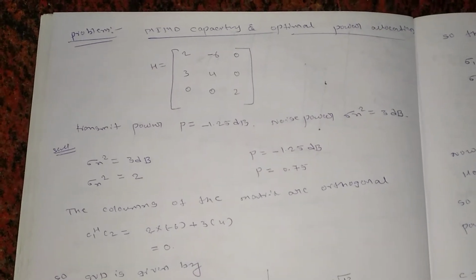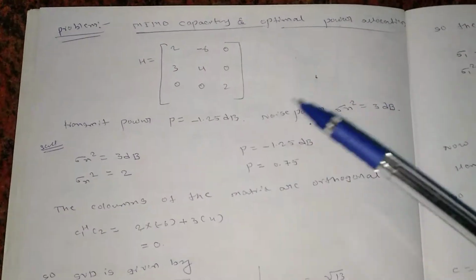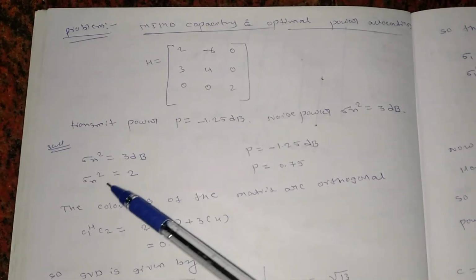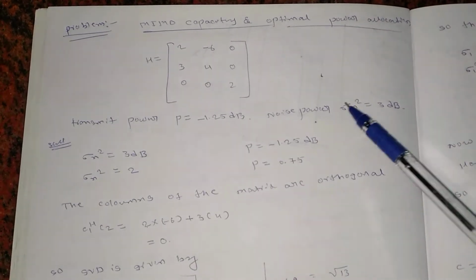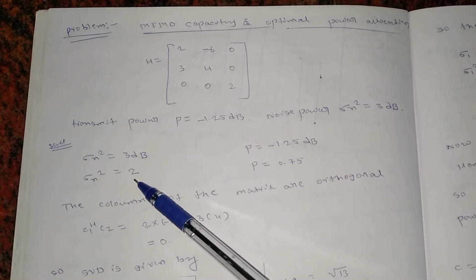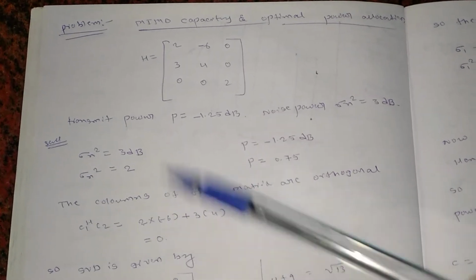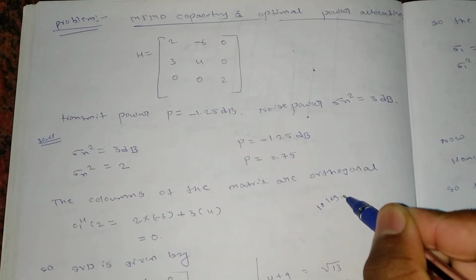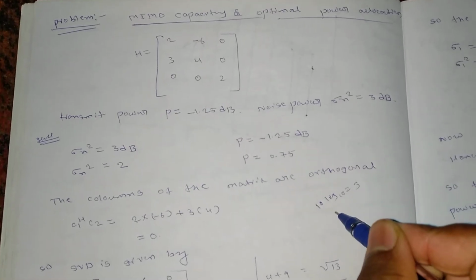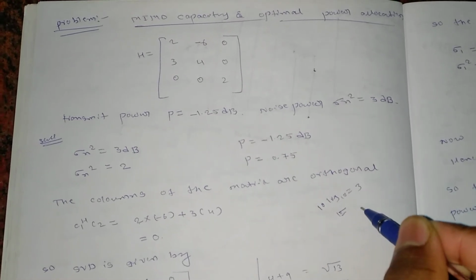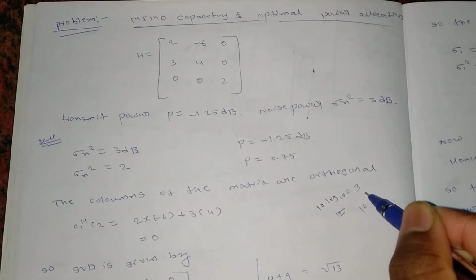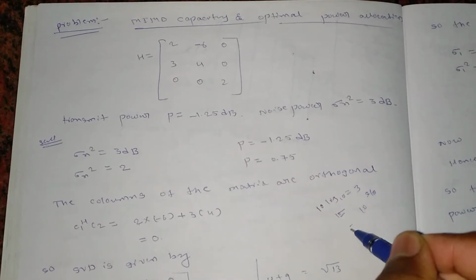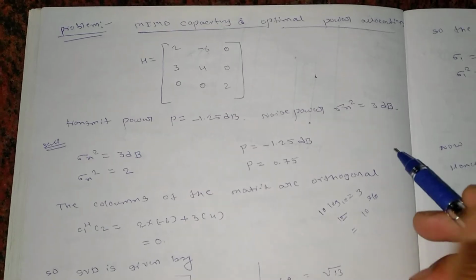Alright, so first we should begin with finding the value of sigma n square in terms of the normal value, since they have given it in dB, so we need to convert it. They have given sigma n square equal to 3 dB, right? Then we will get it in terms of the normal value as 2. So how we get it is something like this. We write 10 to the power of 3 by 10, so it is nearly equal to 2.